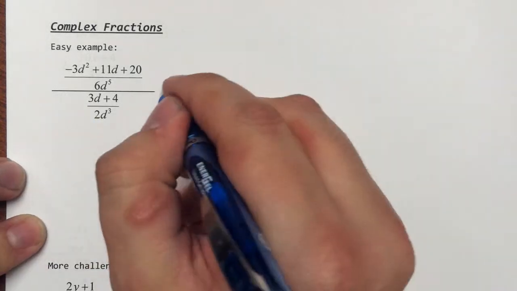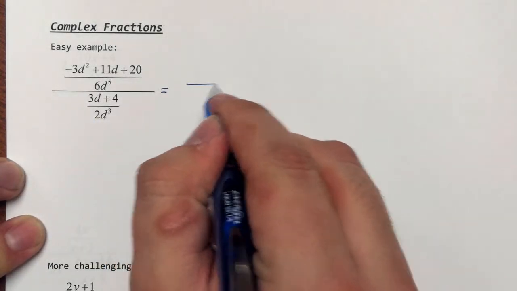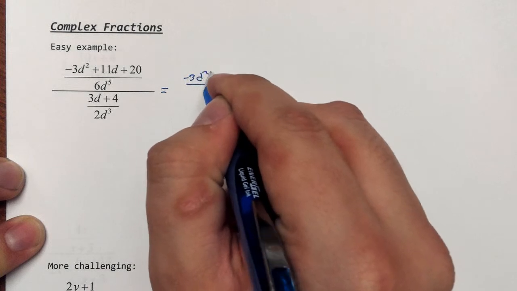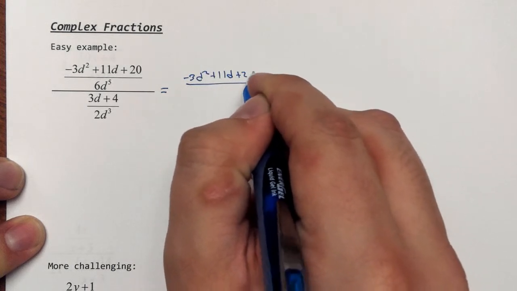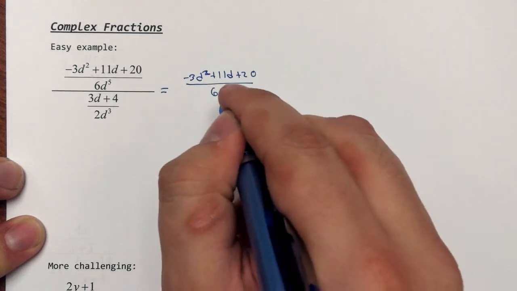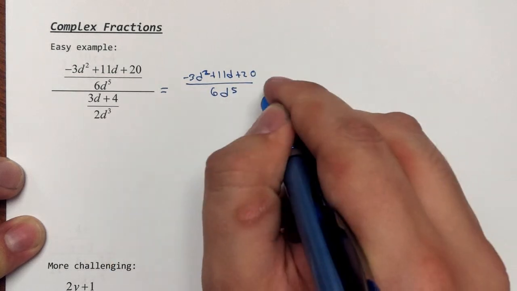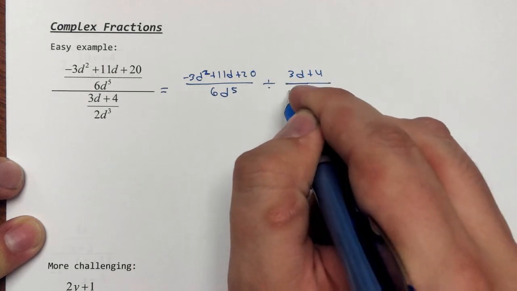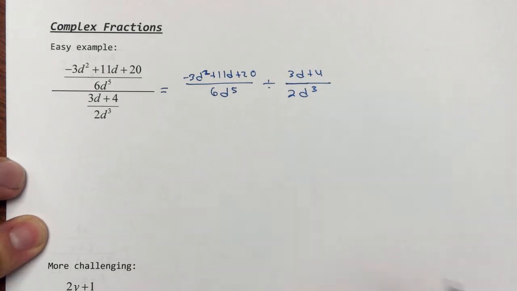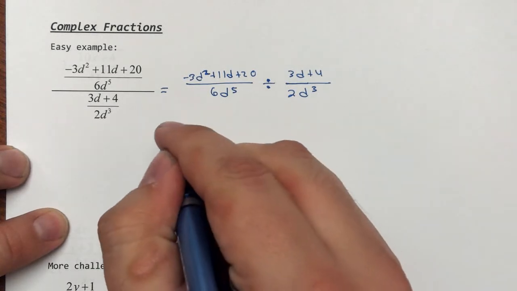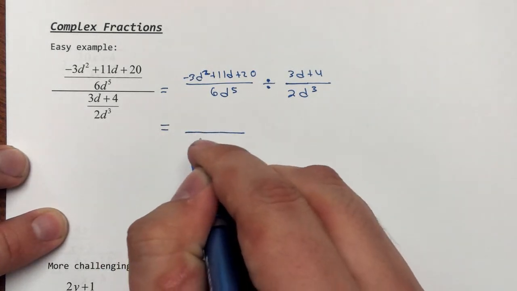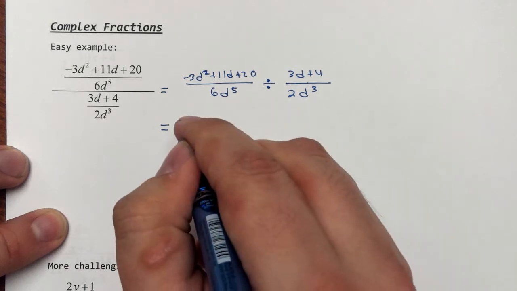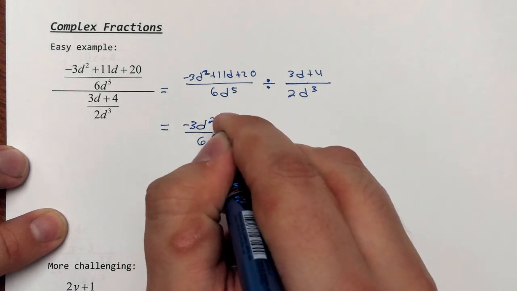This is easier because, of course, fractions represent division, so this problem really just means that I have negative 3d squared plus 11d plus 20 over 6d to the fifth divided by 3d plus 4 over 2d cubed. And since this is division, we know that with a division problem we can change this into multiplication. So I will do just that. And I'll try and make my handwriting a little bit neater.